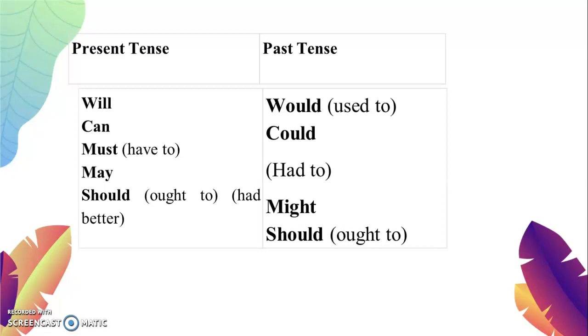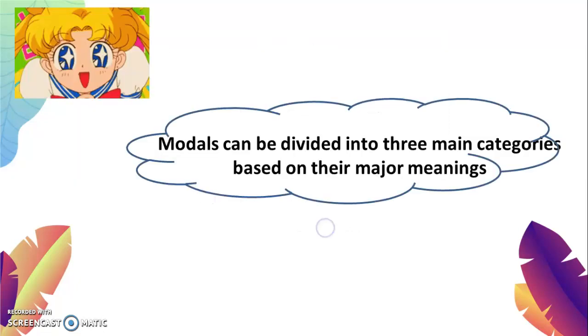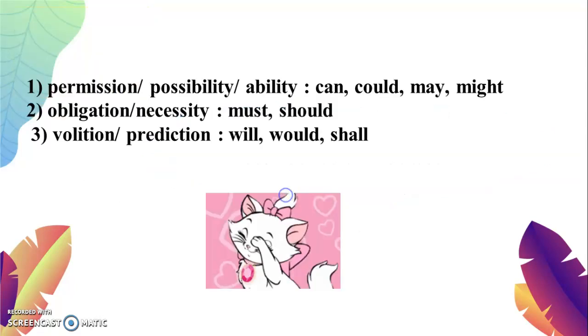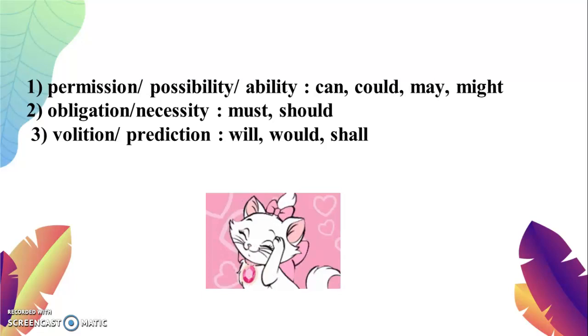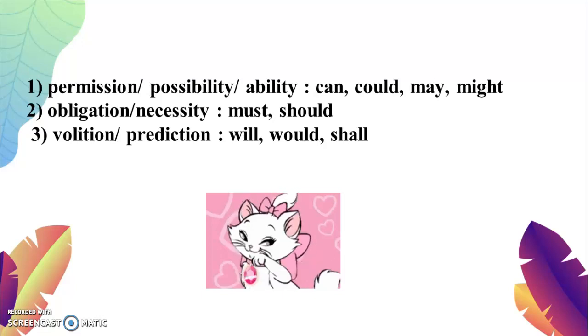They are semi-modal verbs. Modal verbs can also be divided into three main categories based on their meanings. They are permission, possibility or ability, and we see that these modals are can, could, may, or might. Obligation or necessity: must or should. Volition or prediction: will or would. Let us therefore look at some of the examples that we have here.